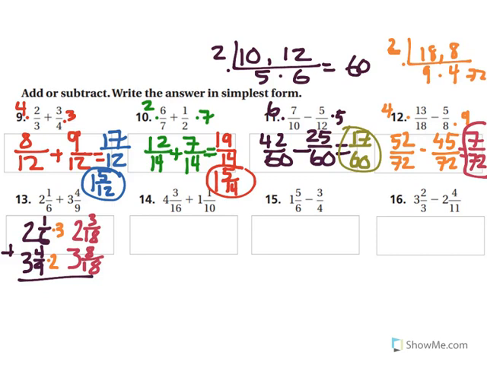So I'm going to go ahead and combine these, and I get 8 plus 3 is 11, so 11/18. And I have 2 plus 3 is 5, so 5 and 11/18. There's my first one. So for 14, you guys are doing great.